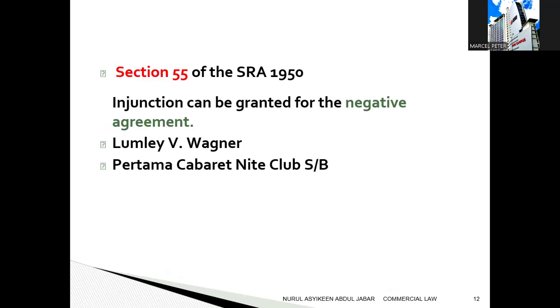Section 55 discusses negative agreements. An injunction can be granted to enforce a negative agreement, which means a promise not to do something. We are going to look at this through two important decided cases, Lumley versus Wagner and Pertama Kabaret Nightclub Sendirian Berhad. So, in simple terms, a negative agreement means that if a contract says you must not do X, the court may use an injunction to stop X from happening. So let's look at the cases here.